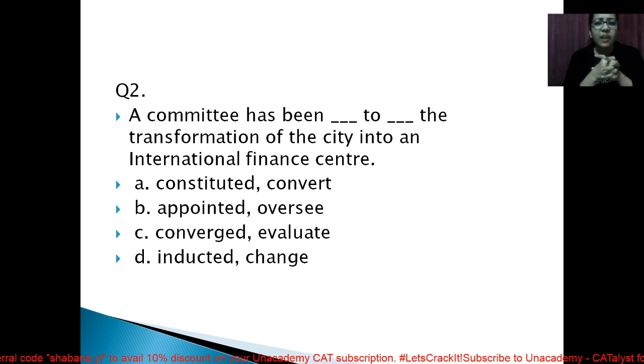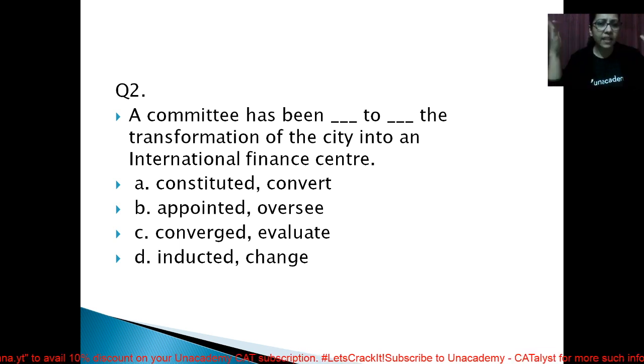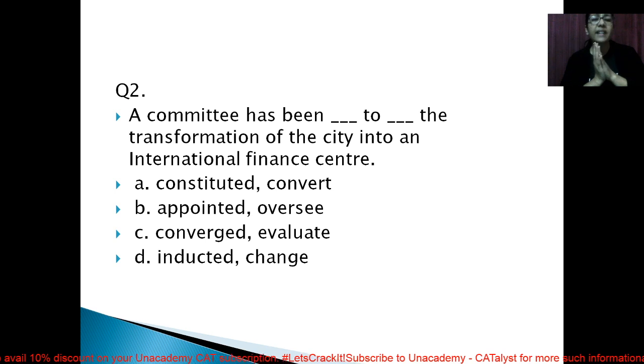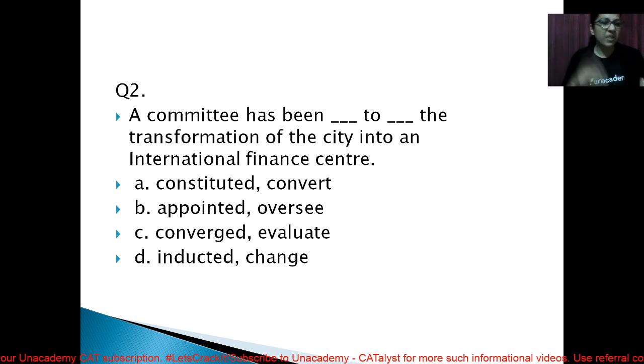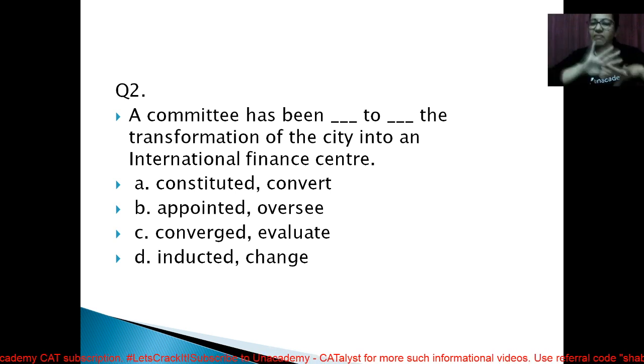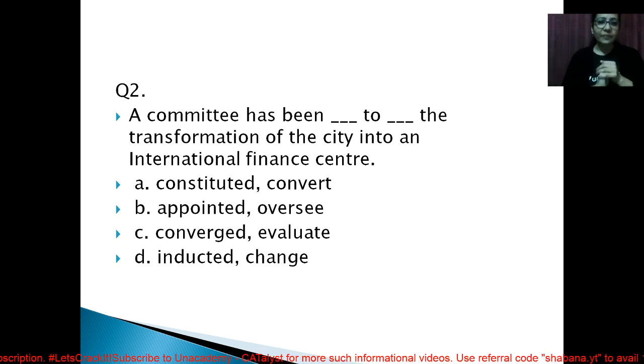We don't converge a committee. So definitely C looks like it's the odd one out. Hata diye C ko. A committee has been inducted. Guys, we induct committee members. Members were inducted into the committee, right? So C and D look bakwas to me. Out, out, out, out. Okay? We are left with A and B. A committee has been constituted or a committee has been appointed.